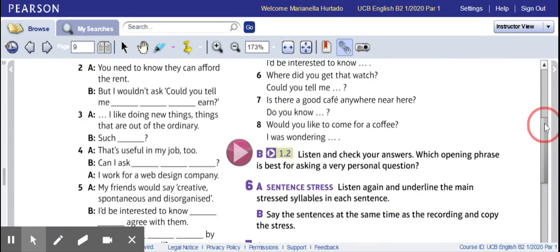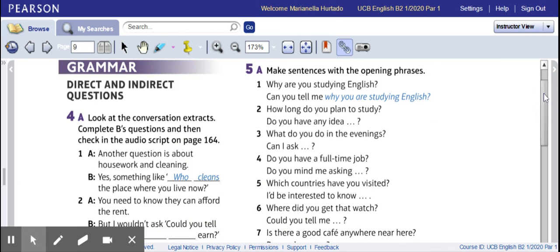Now let's continue with number 5. It says, make sentences with opening phrases. Number 1 is already done for you. Why are you studying English? It's changed to, can you tell me why you are studying English? So, if you take a look at this example, it should bring you back to when I gave you guys your level test, which I basically asked you guys to do the same thing. I gave you a question or a sentence and you had to rewrite it.